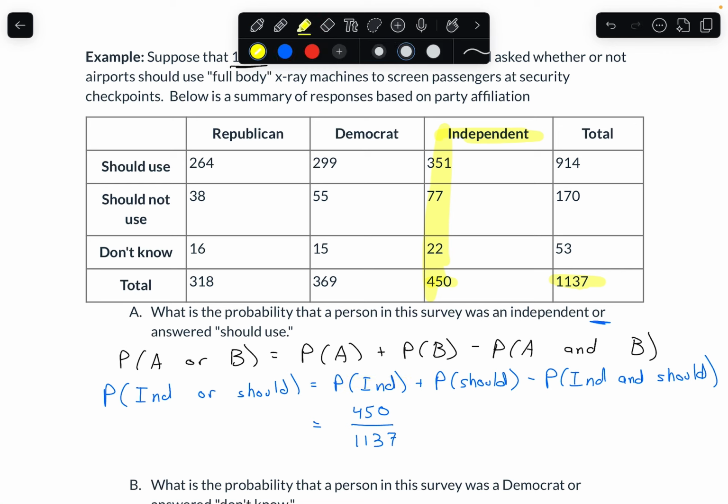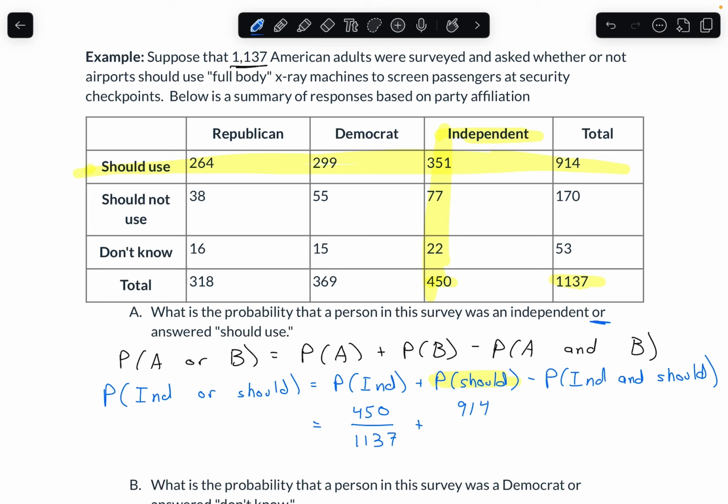Next, I'm going to talk about the probability that the person said that we should use these scanners. The should use is this row right here. So in that row, I have a total of 914 individuals saying that we should use these scanners out of a total of, again, 1,137 total people in my survey. So I'm adding these two, and I think intuitively that makes sense. If I'm looking for this or that, I should add them together.